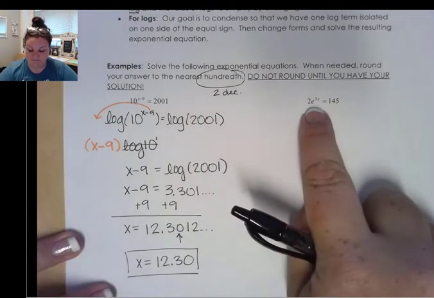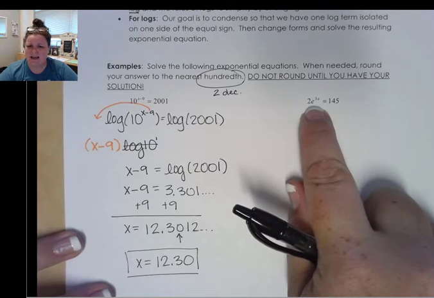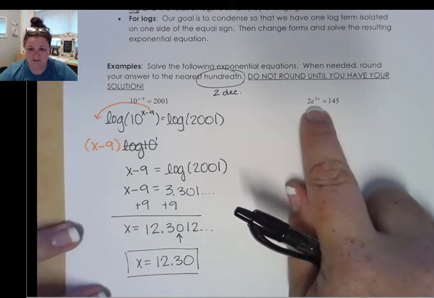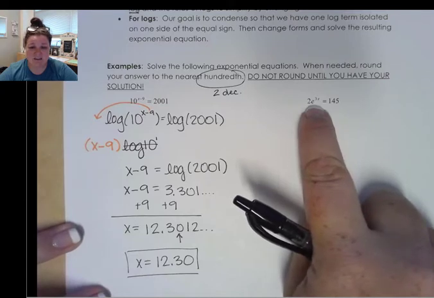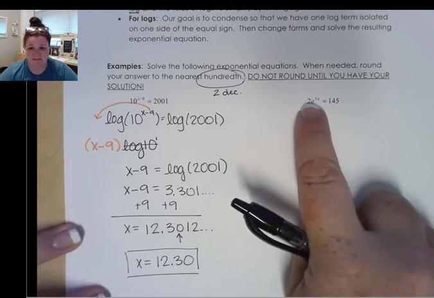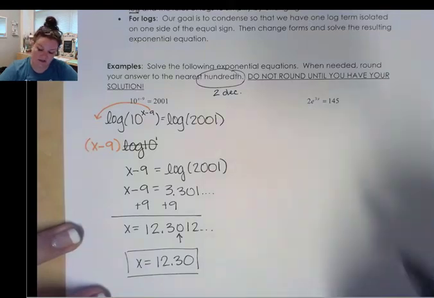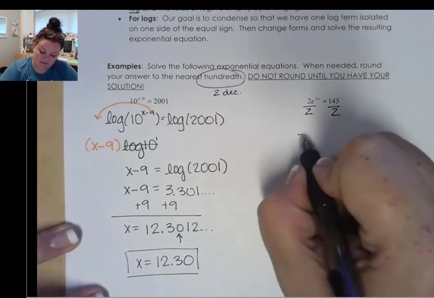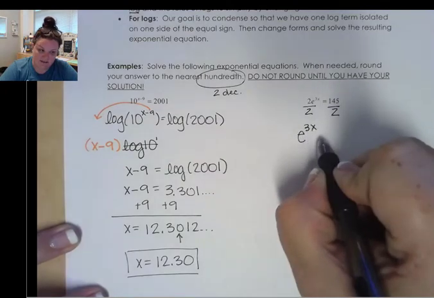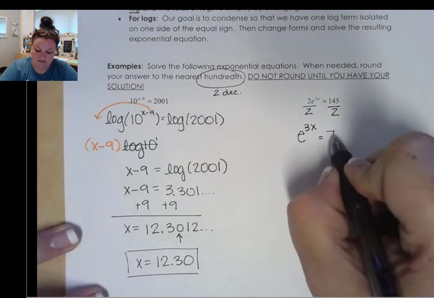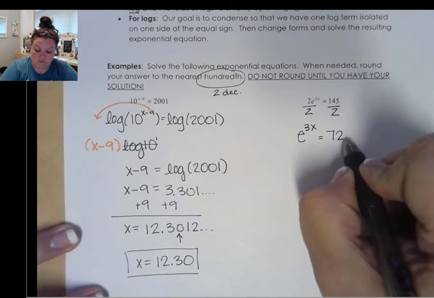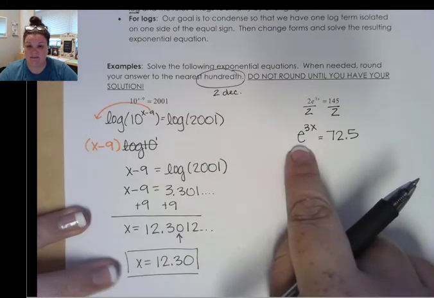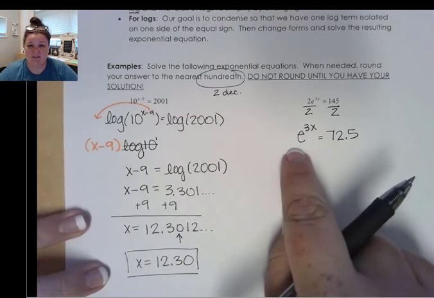Same idea here. First thing is I want to make sure that my exponential base is isolated. So right now my exponential base is e to the 3x, and it's not isolated because I have this 2 here. So I'm going to go ahead and just divide off that 2. So that's going to give me e to the 3x is equal to 72.5.